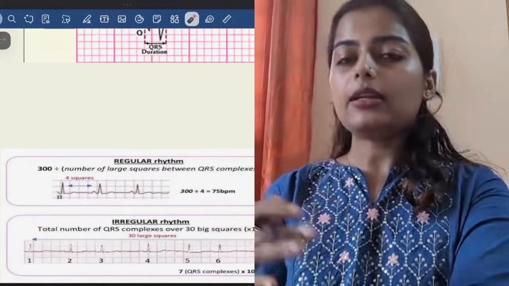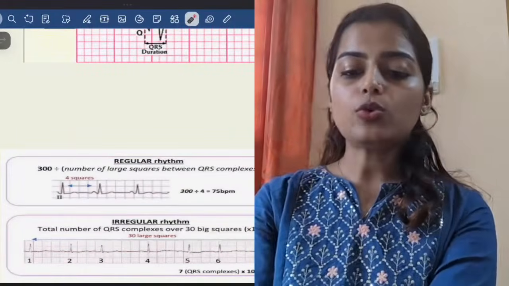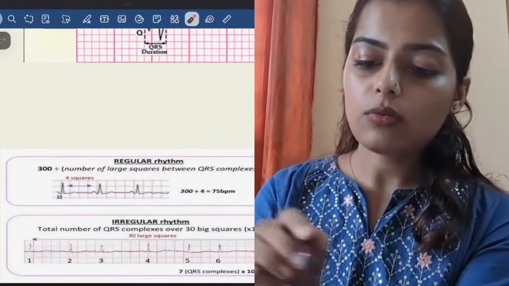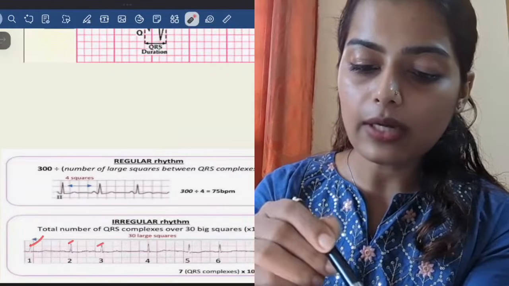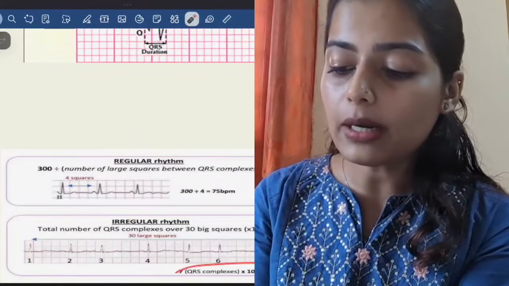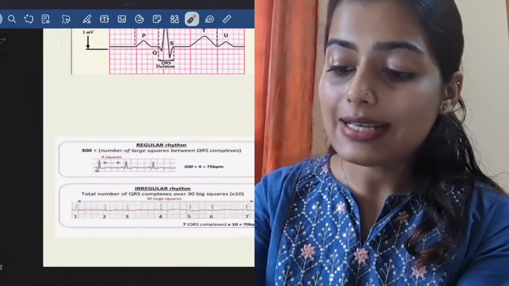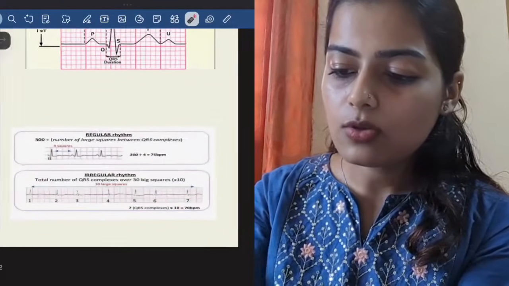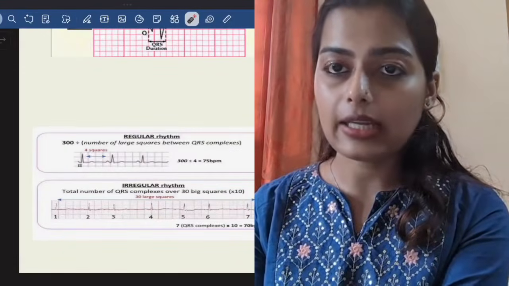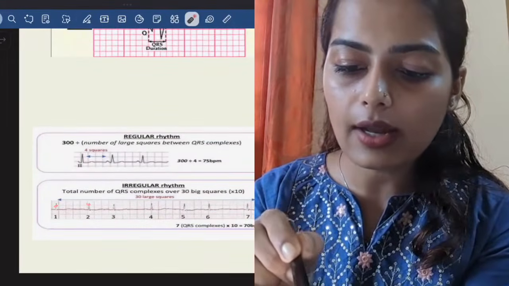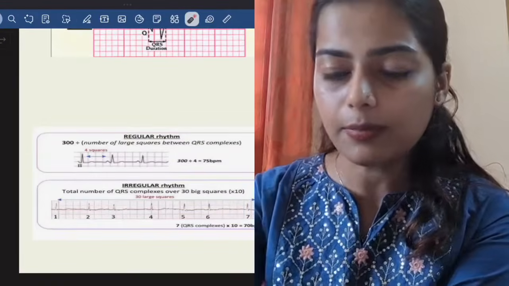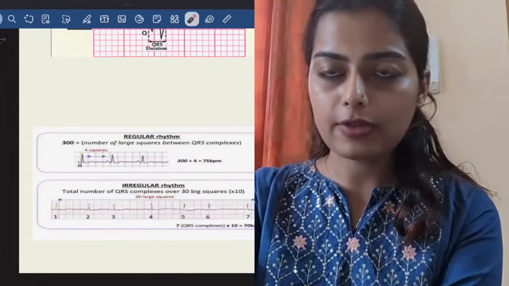So when the rhythm is irregular, we can't use the formulas I told you before. You should count the number of QRS complexes over 30 big squares and multiply it by 10. When we take 30 large squares here, we can count 1, 2, 3, 4, 5, 6, 7. We have 7 QRS complexes in 30 big squares. We multiply it by 10 and get 70 beats per minute. This is the calculation of heart rate when the rhythm is irregular. Here the rhythm is irregular because this RR interval and this second RR interval are not the same. It's like an atrial fibrillation rhythm. So you will use this formula for the calculation of heart rate.